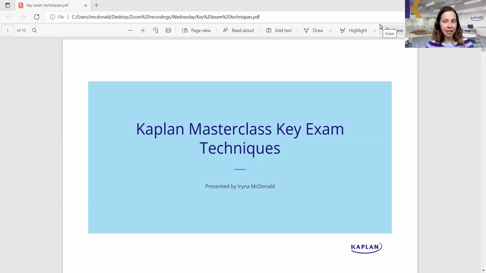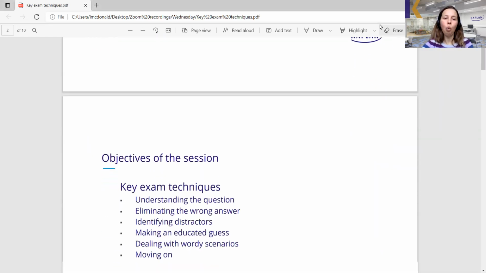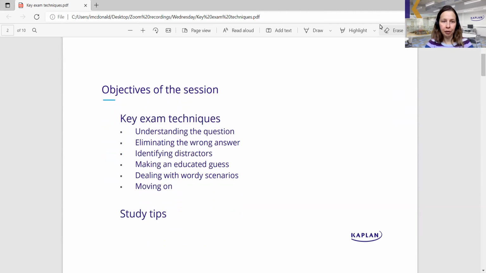This session is particularly aimed at students who are sitting objective test exams and want a few hints and tips on how to make sure you spot the right answer in a multiple choice question. So let's consider what we will try to achieve in this session. Our key exam techniques will include the following areas.